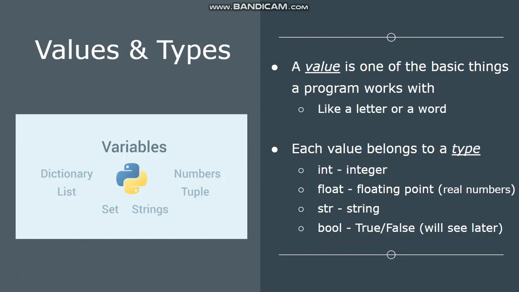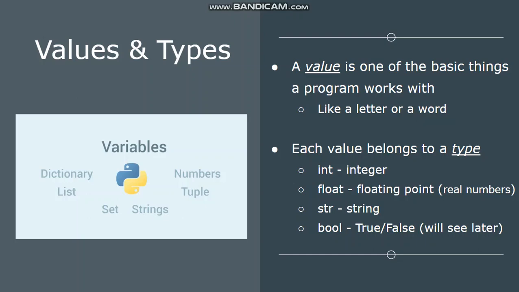We always talk about the values, right? But the values belong to a type. So the value can belong to a type of integer. It can be float. Float is basically real numbers, the numbers that have decimal points.